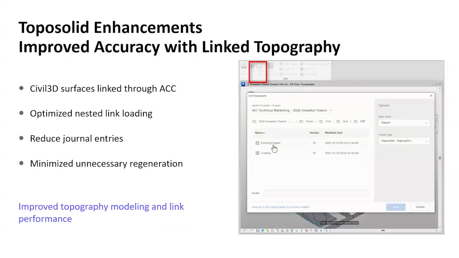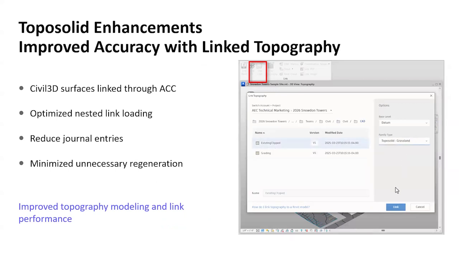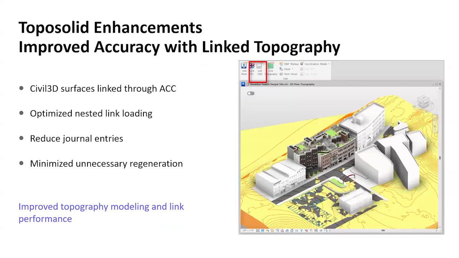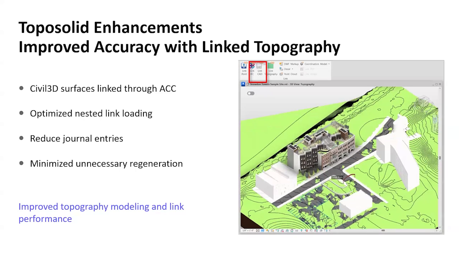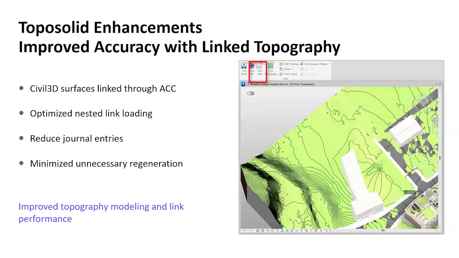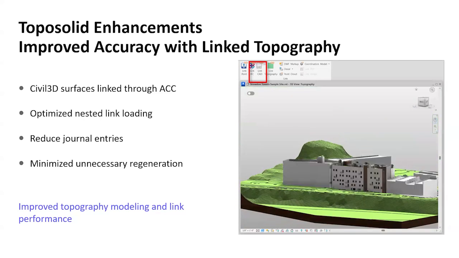Speaking of stability and improvements, Revit 26 introduces significant improvements to link topography workflows. So ensuring TopoSolid models derived from Civil 3D files linked through the ACC docs are more accurate and reliable. This resolves prior issues when certain topography files fail to generate correctly, improving compatibility across platforms.